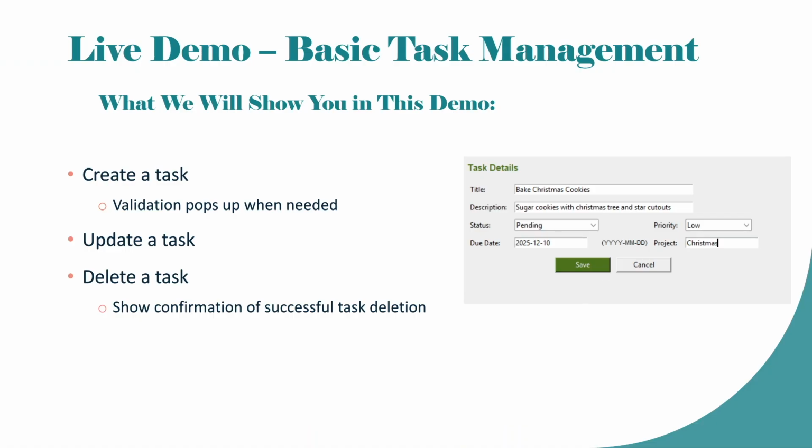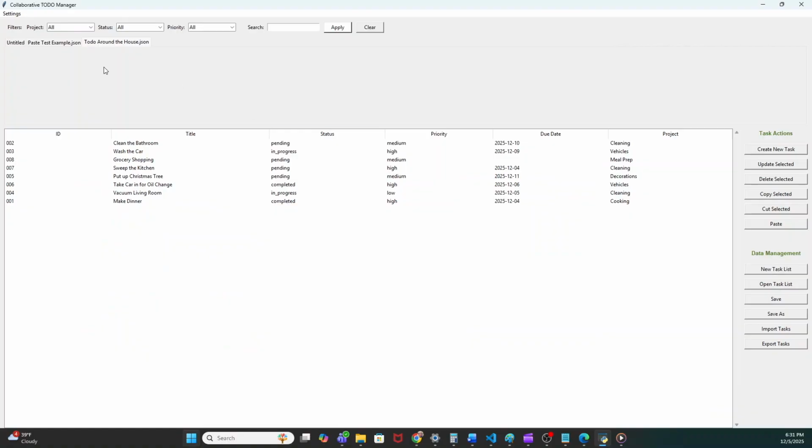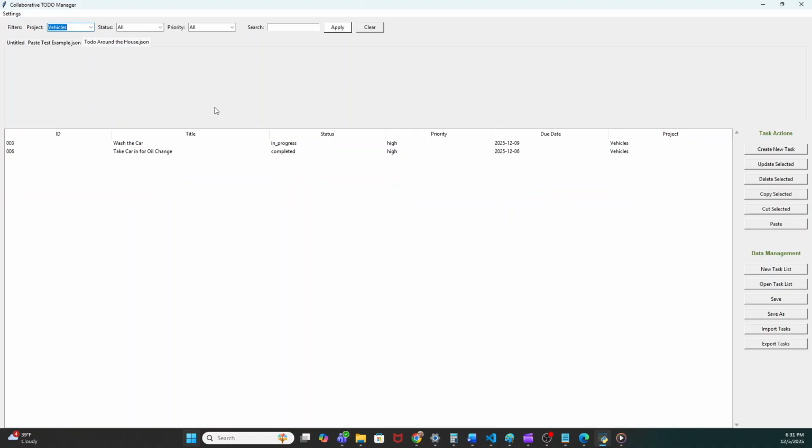All right, so next will be a demo on filtering and search, including filter by, searching with a keyword, and showing filter stacking. All right, so we can filter up here by either project, status, or priority. The way we do it is select this drop-down menu, select whatever project you want to filter by, press the apply button, and you'll notice that we only have tasks now where the project is vehicles.